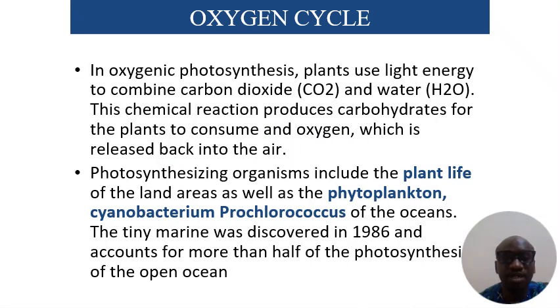Now, in oxygenic photosynthesis, we have examples of organisms such as phytoplankton. We also have cyanobacteria. We also have Prochlorococcus of the ocean, which contributes mainly to life in the marine environment. This tiny marine organism was discovered in 1986 and accounts for more than half of the photosynthesis of the open ocean.